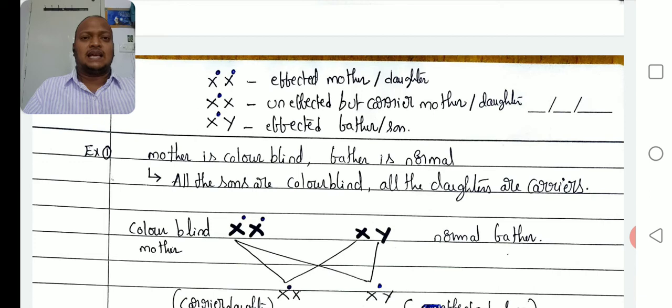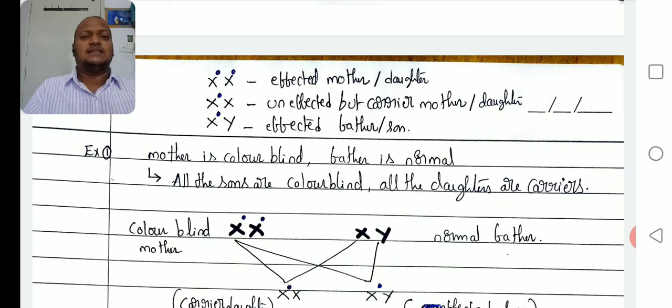Because XY means normal males, what does X^c Y mean? Males have only one X chromosome. That one X chromosome is defective, so it is compulsorily expressed. So X^c Y is the genotype of affected males. What is the genotype for affected males? X^c Y. Did you understand or not?